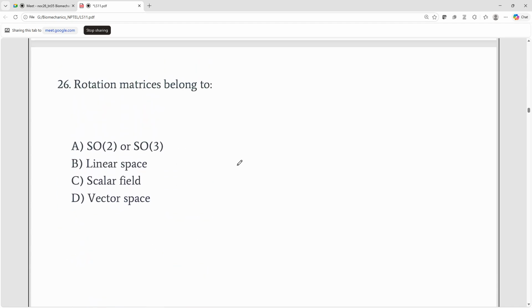Next question. The rotation matrices belong to which among the following? Option A SO2 or SO3, option B linear space, option C scalar field, option D vector space.